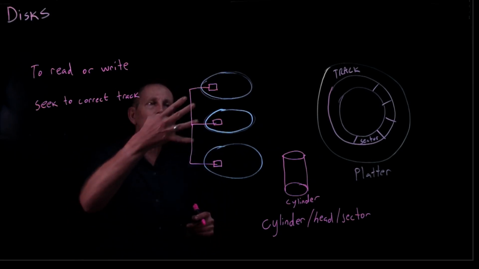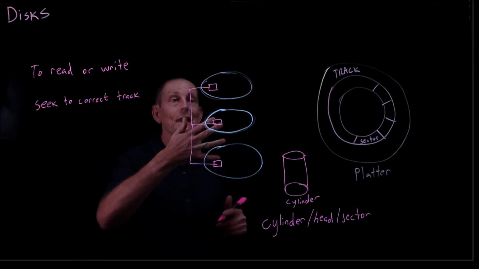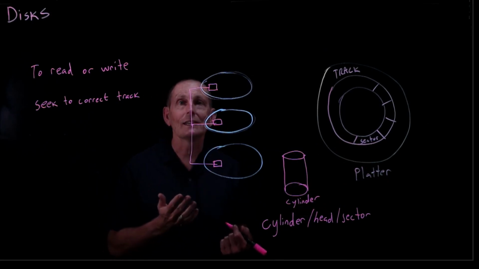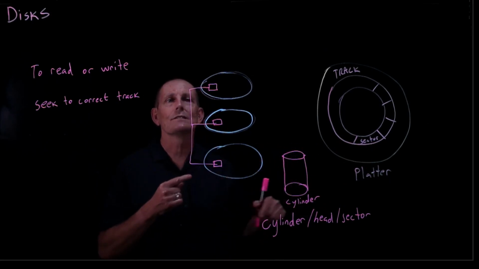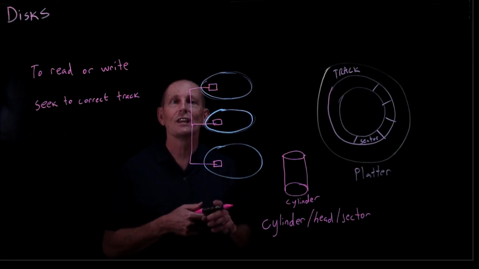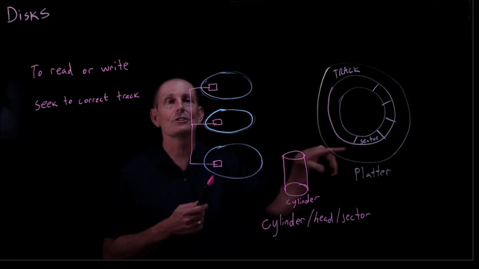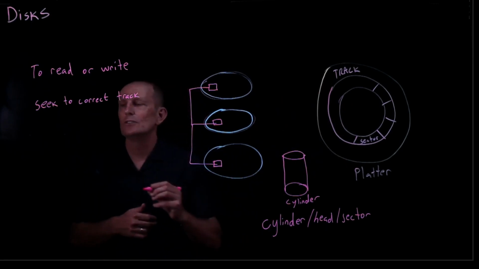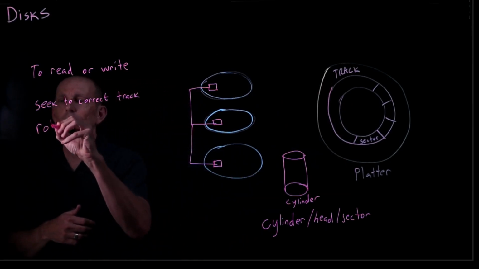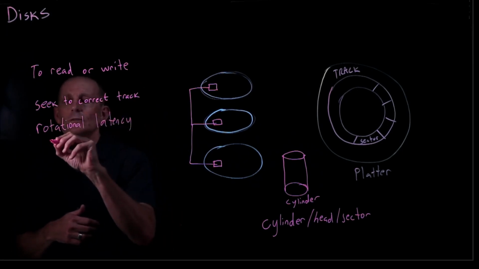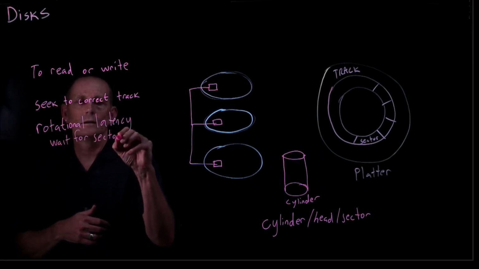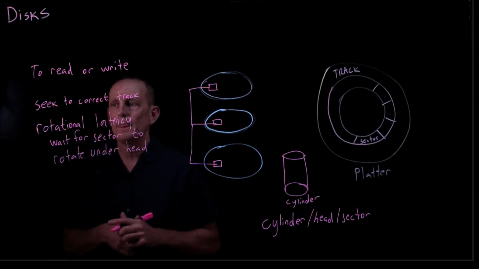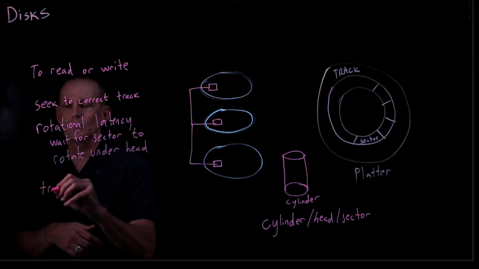The second thing we need to do, once we get to the right track, is this: if we're lucky, the sector happens to be right under the head. If we're unlucky, we just missed it, and we have to wait an entire rotation. On average, we have to wait half a rotation for the sector of interest to come under the head. So we have rotational latency, which is basically waiting for the sector to rotate under the head. And then finally, we've got some actual transfer time.